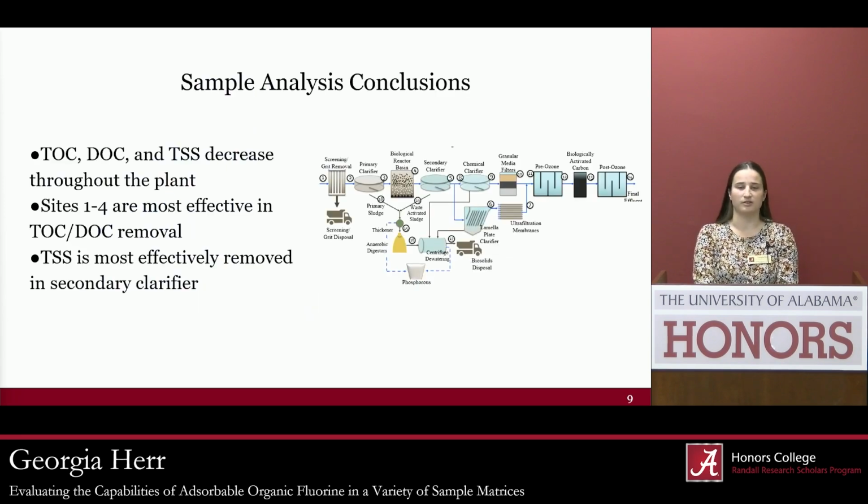So just to summarize the results that can be concluded from this data, there is an effective decrease in all three metrics, especially in the beginning treatment processes, which is an ideal result. And then for TSS specifically, that is most effectively removed in the secondary clarifier, which is site 5 in this diagram, which is also a result we would want to see.